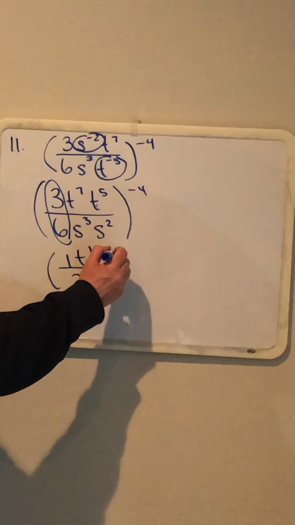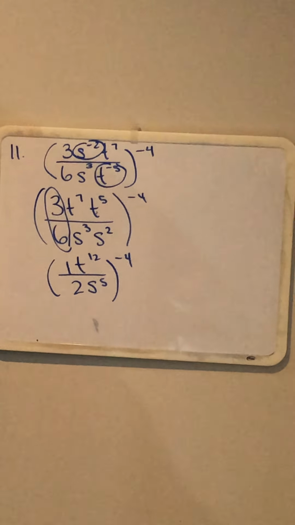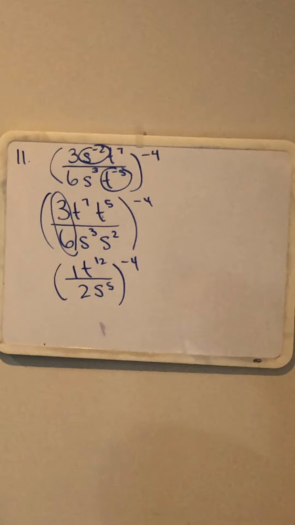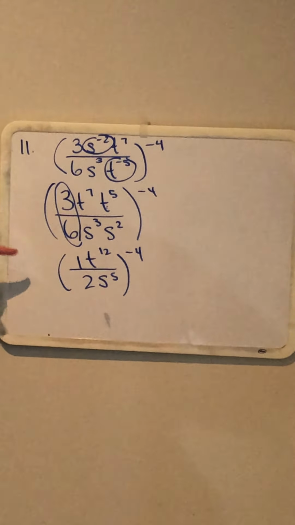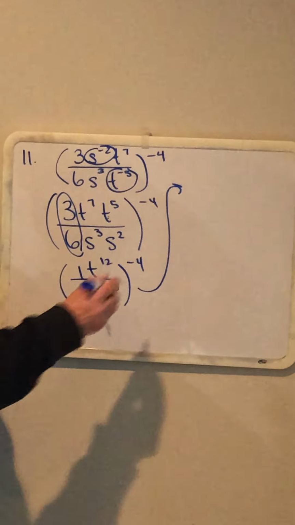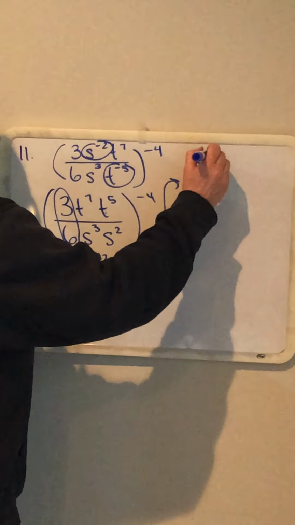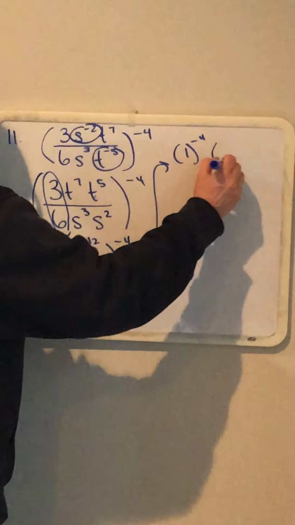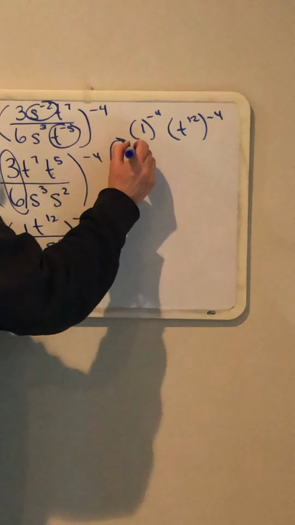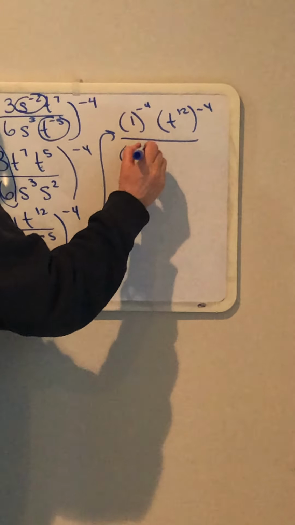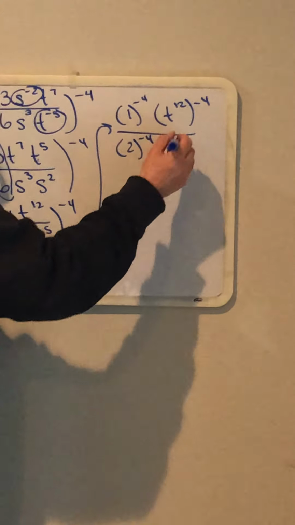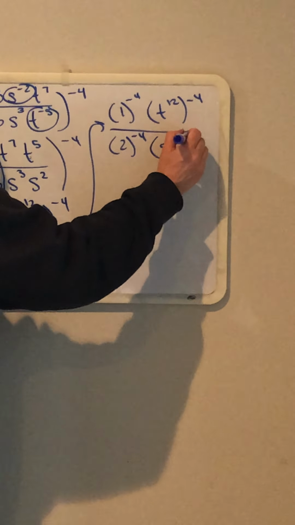But this whole thing is still being raised to the negative 4th. So now I have to distribute the power. If I distribute that power, it ends up to look like this. This is going to look ugly before it gets good. So it's going to say 1 to the negative 4th, t to the 12th to the negative 4th, over 2 to the negative 4th, s to the 5th to the negative 4th.